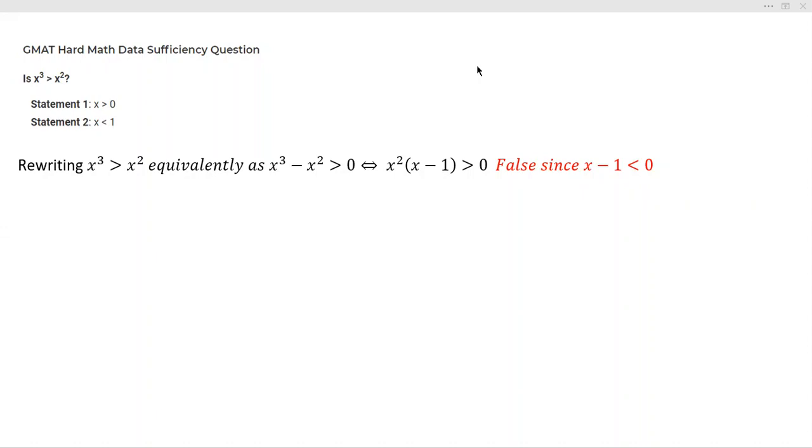Now, right here, the way this is worded to me is slightly ambiguous. You have two, what they refer to as statements. Statement 1 says that x is greater than 0, and statement 2 says x is less than 1. So that's really an implied "and" condition.